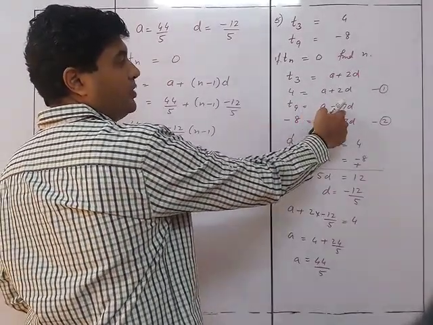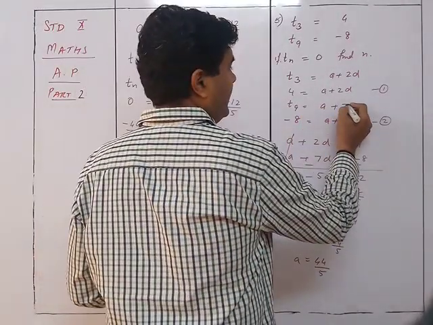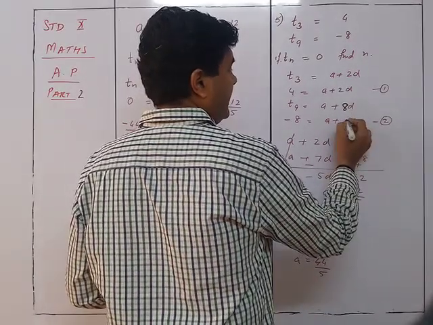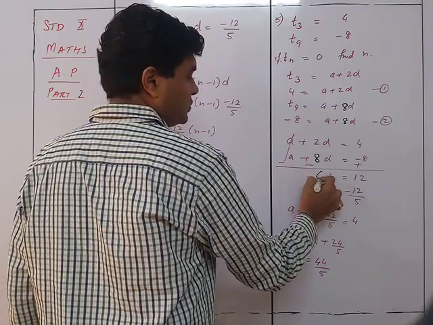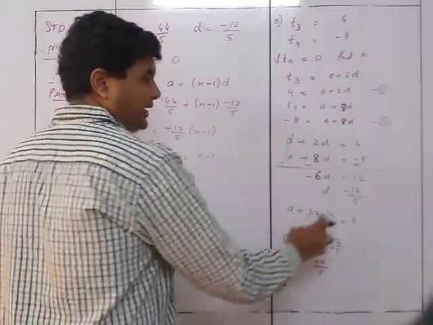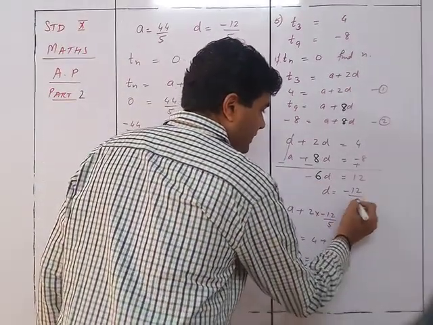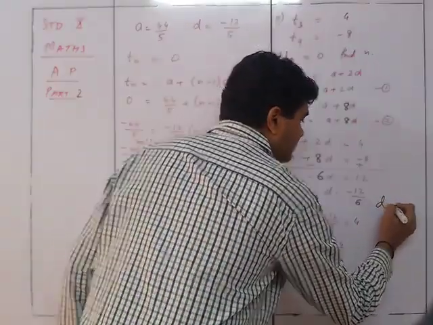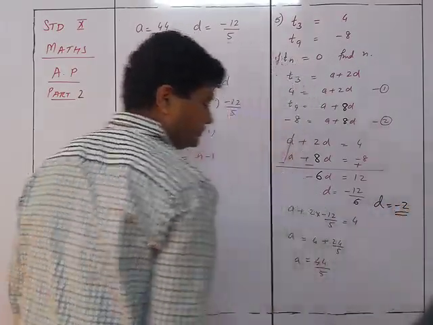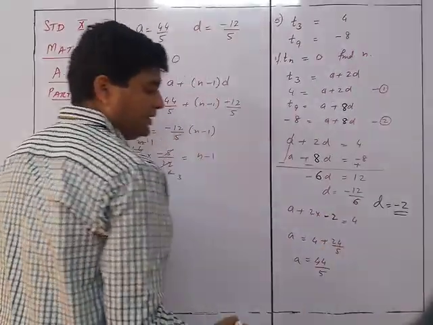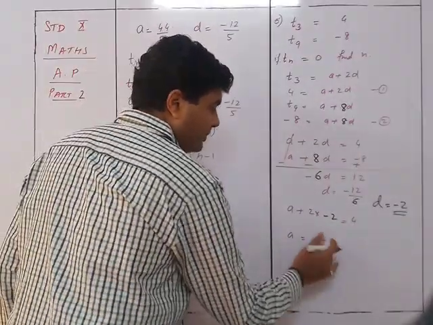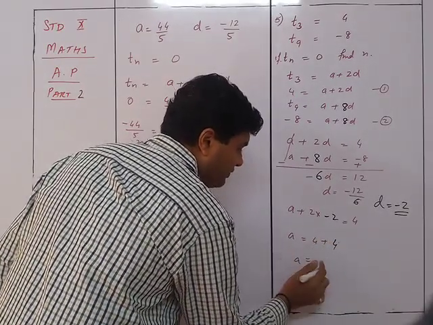T9 will not be 7, it will be 8 over here. Hence 8 over here, hence 6 over here. That will be D equals minus 2. Hence simple, minus 2 here. And then it will be plus 4, so A will be 8.